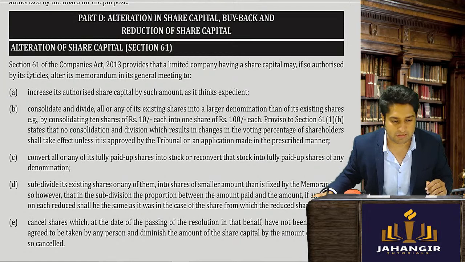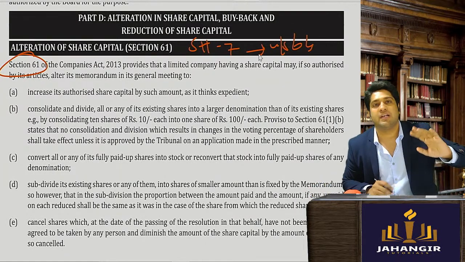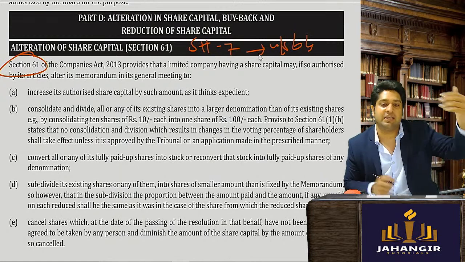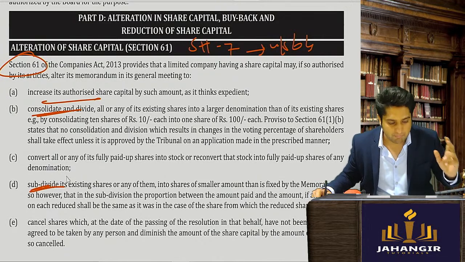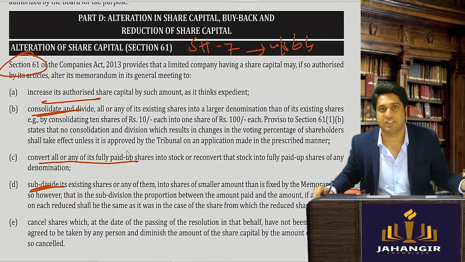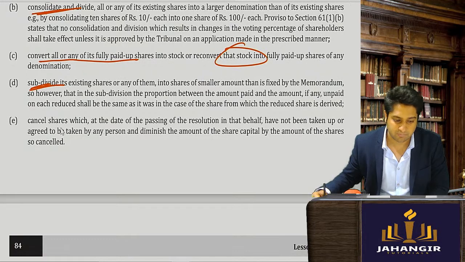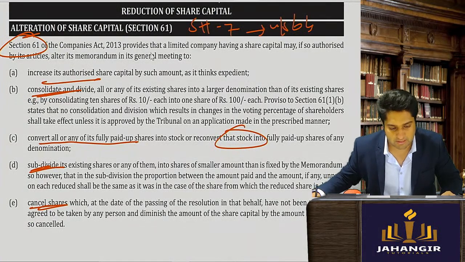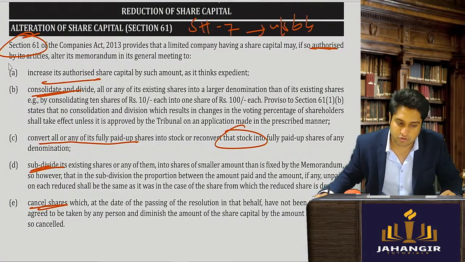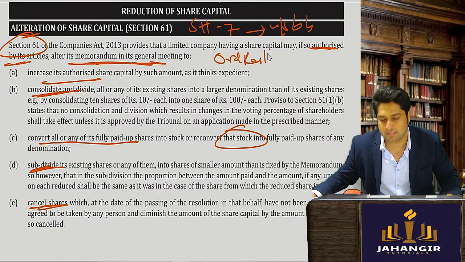First is alteration of share capital, section 61. As per section 64, SH7 needs to be filed. Alteration means making change. Now change could be if I'm increasing my share capital, or consolidating it, or subdividing the number of shares, or converting fully paid shares into partly paid shares, into stock, or stock into shares, or cancelling the shares. All these things will be treated as alteration of the share capital, and the company, if it is authorized by the articles, will alter it with the help of an ordinary resolution.